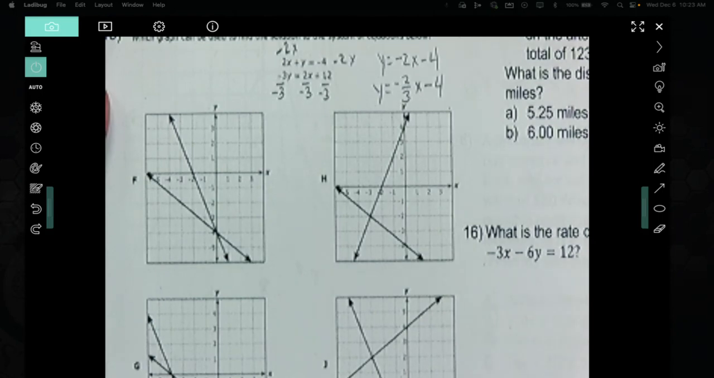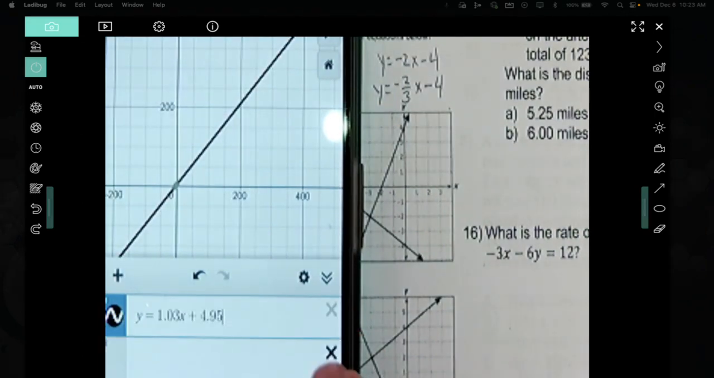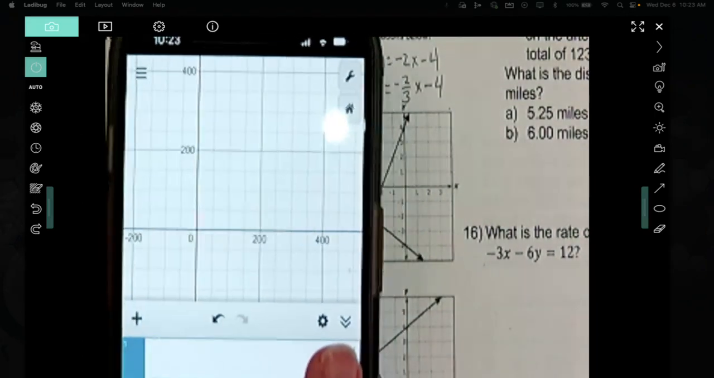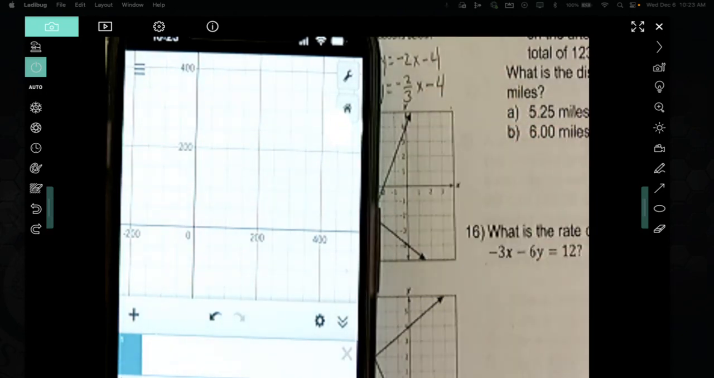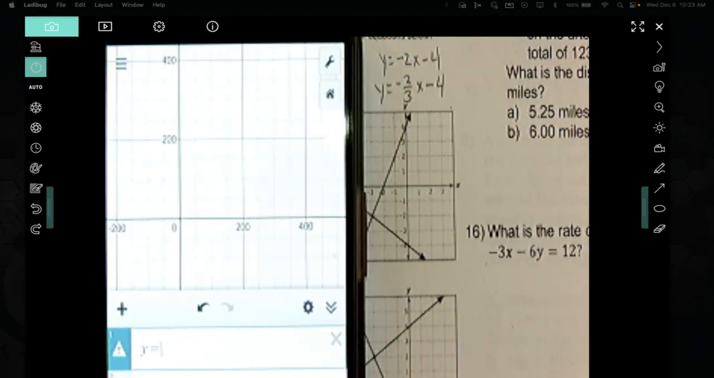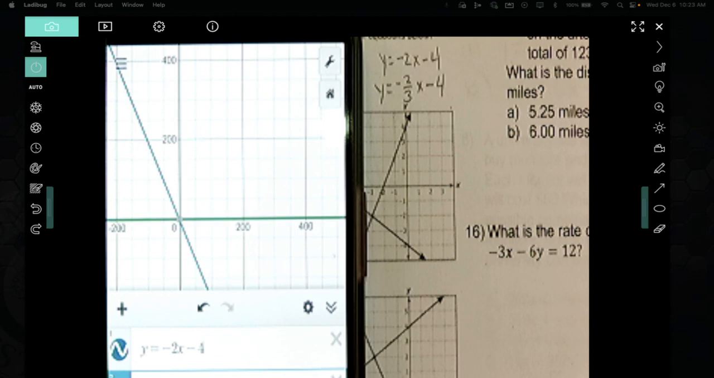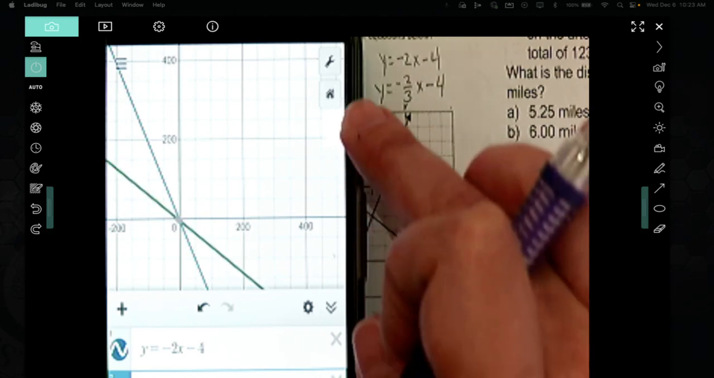So you can do a couple of things. If you wanted, you could just go to your Desmos and graph that. You're going to graph both of these equations. Y equals, don't forget that negative. Sometimes we don't always type it in correctly. -4 and y equals -2/3 x minus, make sure you don't put the x in the bottom. We've got to put that x in the top. All right, so we can do that.